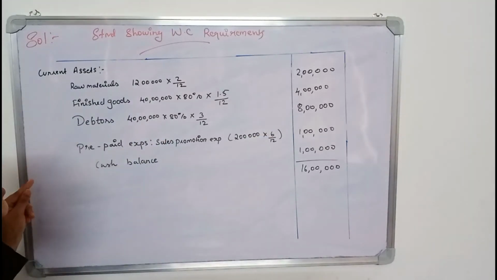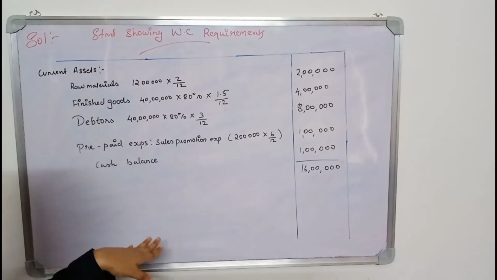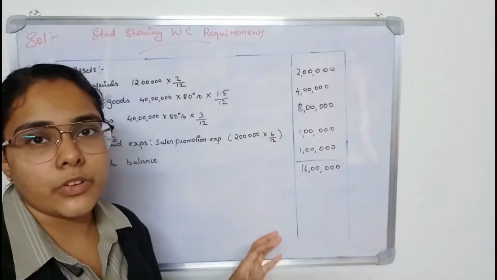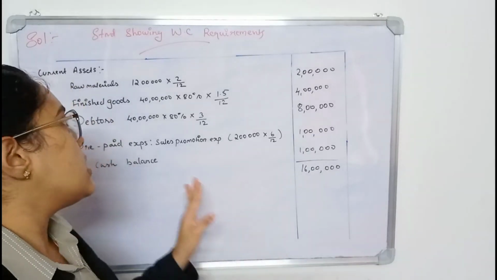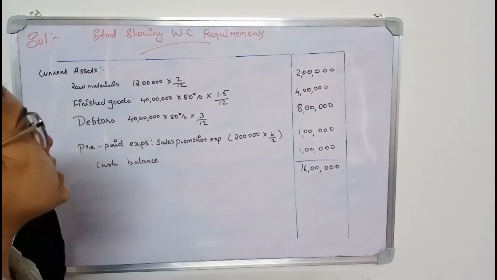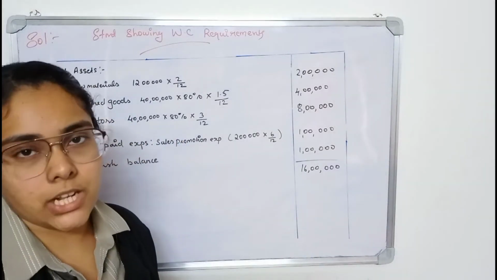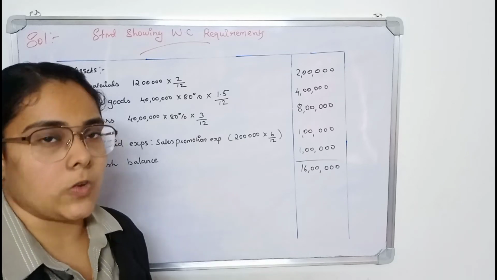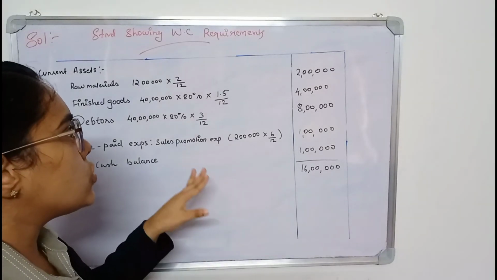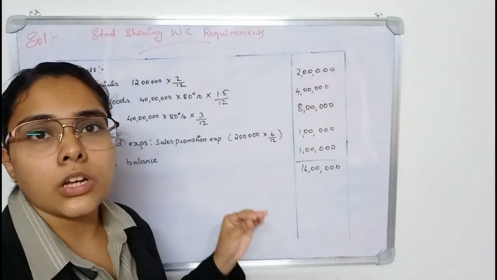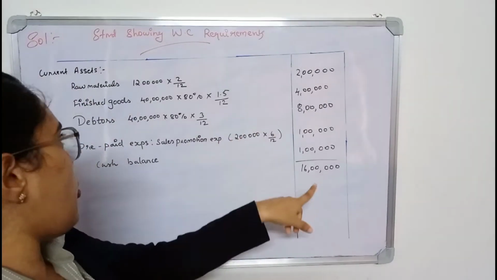Then finished goods. It was given 40 lakh of sales, 40 lakh. For finished goods, no other information was given, so we consider the amount of sales as finished goods. So finished goods, that is sales, was 40 lakh, and out of that you were to calculate 80%. That is the total cost of sales. So 40 lakh into 80%, and it was kept in stock for about 1.5 months. So 1.5 divided by 12, that will give you 4 lakh rupees.